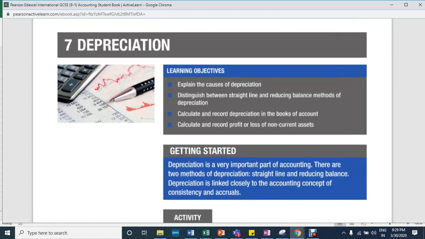To get started with, depreciation is a very important part of accounting. There are two methods of depreciation: straight line and reducing balance. Depreciation is linked closely to accounting concept of consistency and accruals.